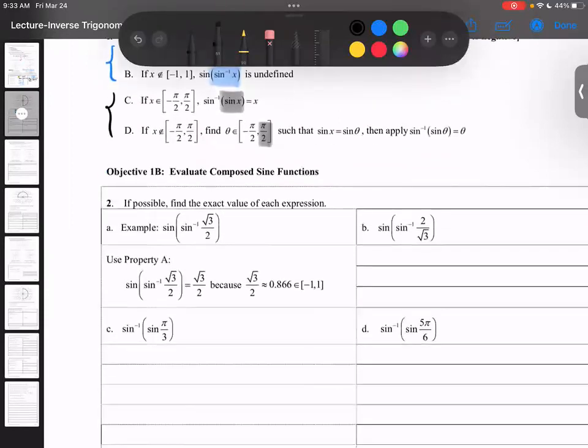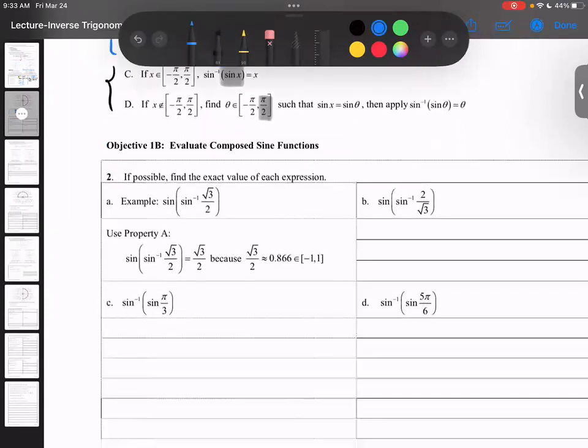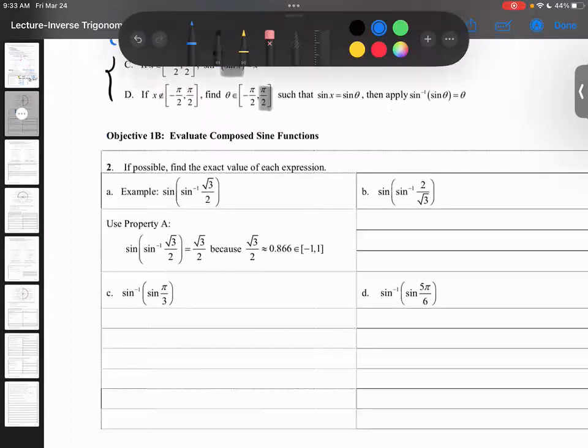Let's take a look at 2a. I'll walk you through 2a real quick. Given psi inverse of root 3 over 2, we are allowed to cancel this, right? So it's equal to what? We did this before. Yeah, root 3 over 2. We cancel this, right? Because root 3 over 2 belongs to negative 1 and 1. So your answer will be root 3 over 2.